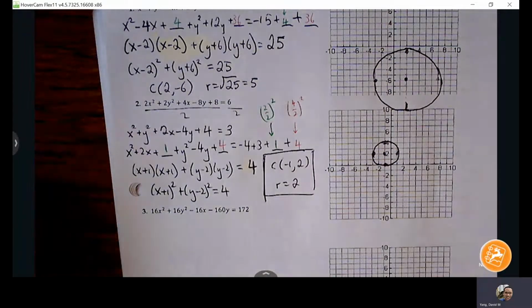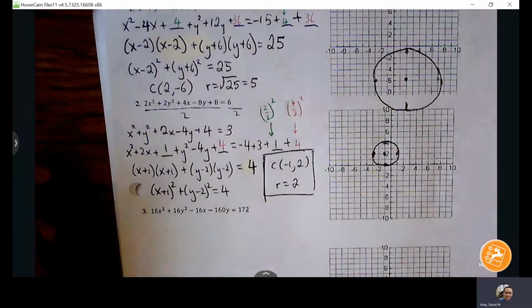Okay, for number 2, you're dividing every term by 2 to get that x squared and y squared down to just without any coefficients, right? Basically, with all circles, you should be able to get all the way down to just x squared and y squared.